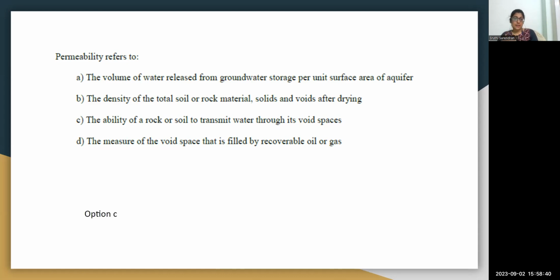So option C is the correct answer. We know permeability describes the ease with which water will flow through the aquifer medium. So option C, the ability of a rock or soil to transmit water through its void spaces, is correct. The volume of water released from groundwater storage per unit surface area of the aquifer per unit hydraulic head is not specific gravity. Sorry, it is specific yield.